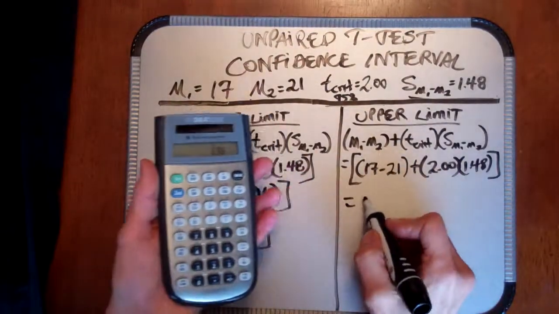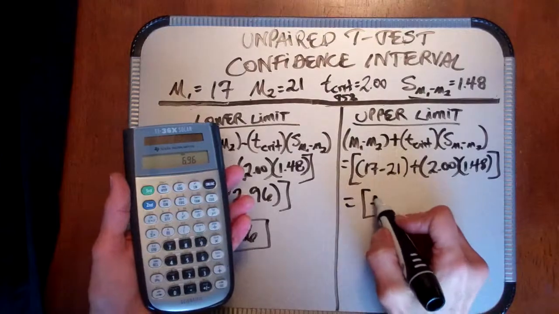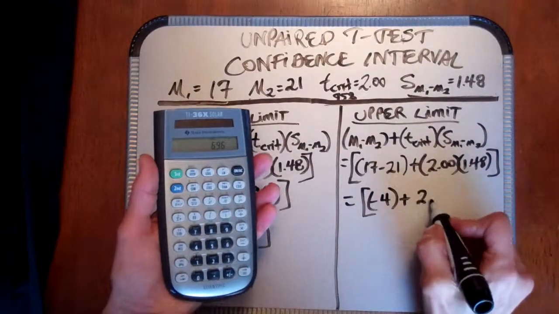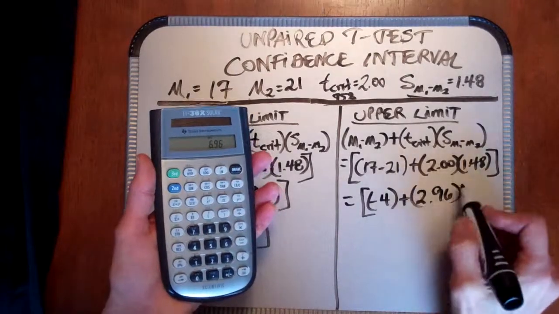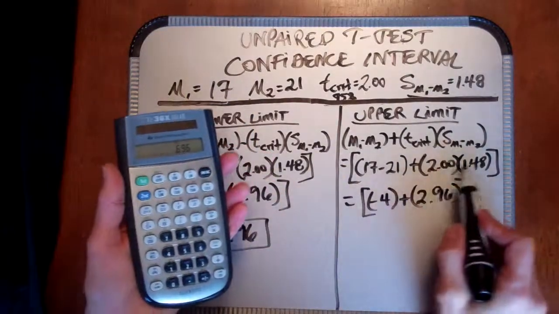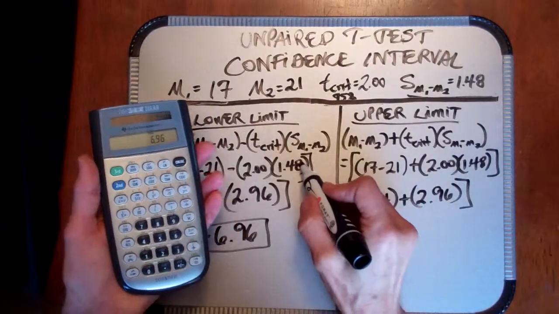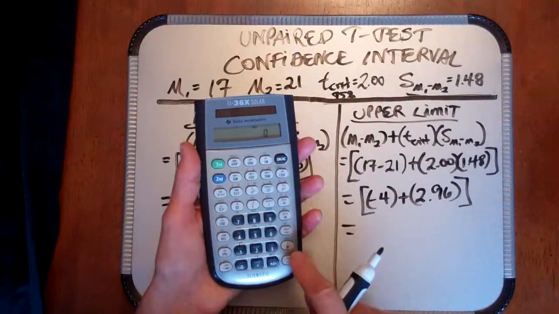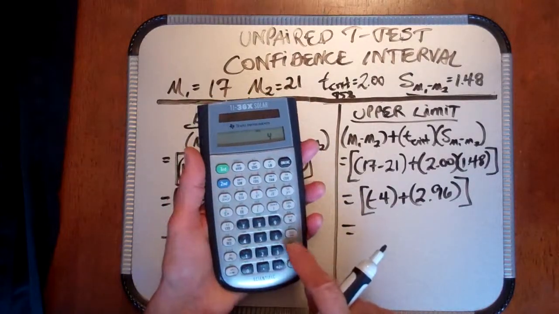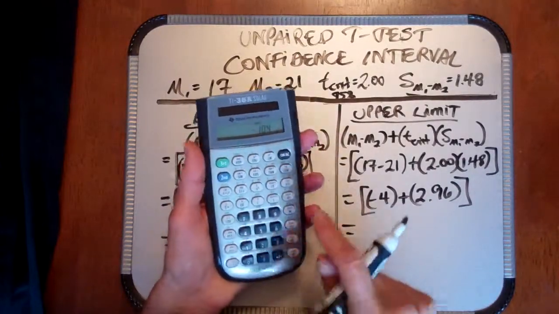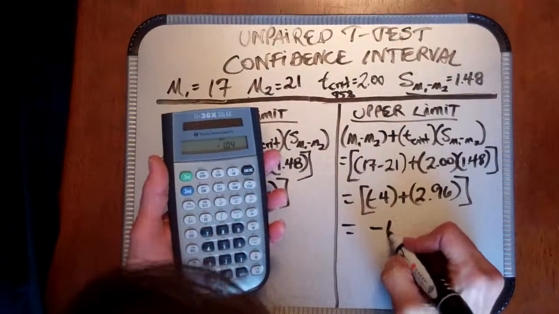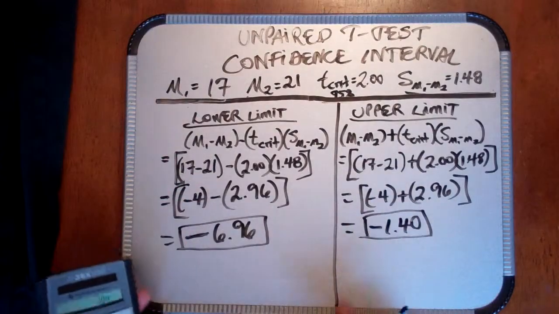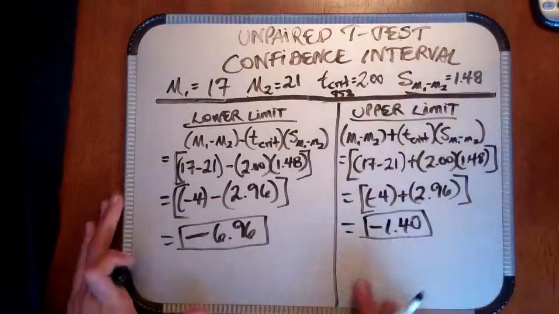And here we're going to get minus 4 plus 2.96, right? The same values. Over here it's exactly the same. You don't have to recalculate it. Okay, so now we have minus 4, and we're going to do plus 2.96. Of course, that's going to give us a minus 1.40. So notice that this time our confidence interval range is negative numbers.